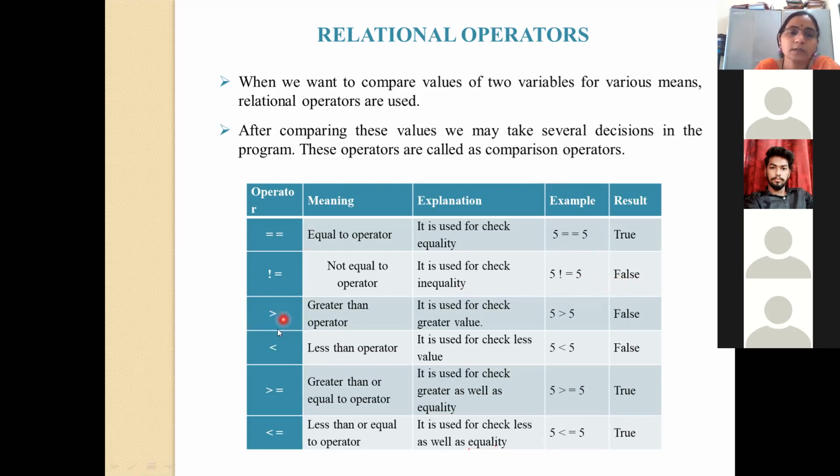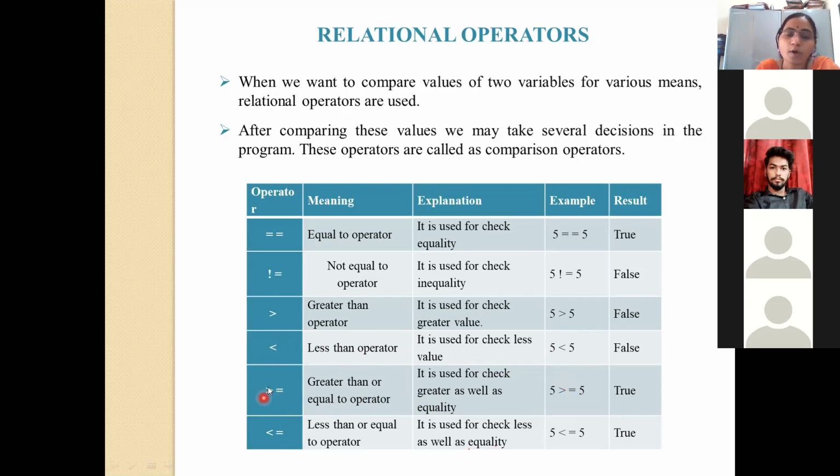See the third row. This sign is represented as the greater than symbol, the greater than operator, and it is used to check the greater value. 5 is greater than 5? No. 5 is not greater than 5, and that's why you will get the result false. The next one is the less than operator. It is used to check the less value. 5 is less than 5, again it is false. But if I use the symbol less than or equal to instead, then you will get the result true.